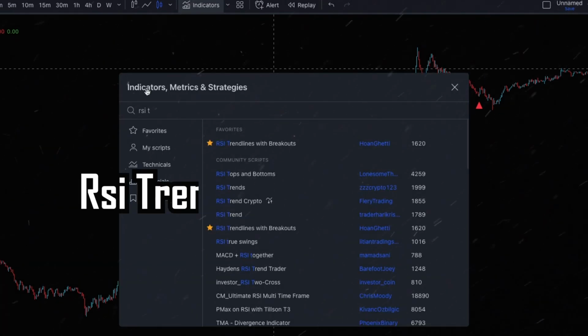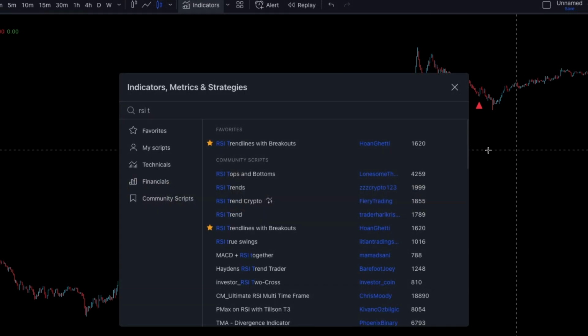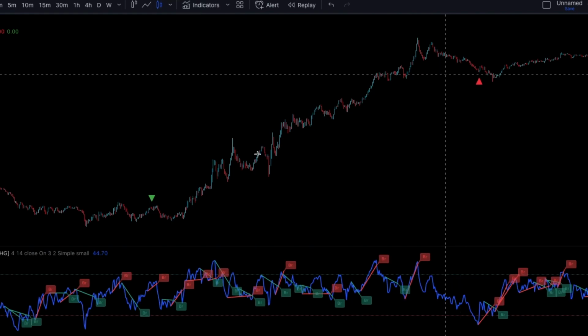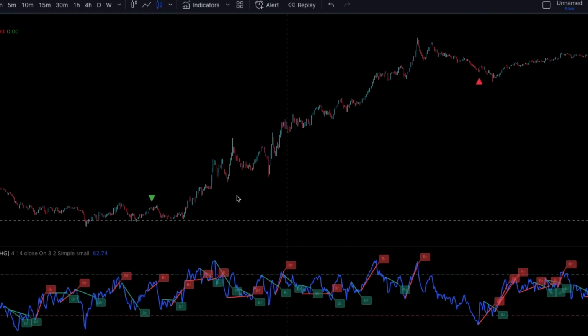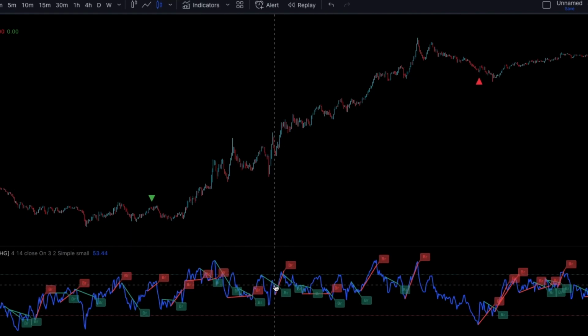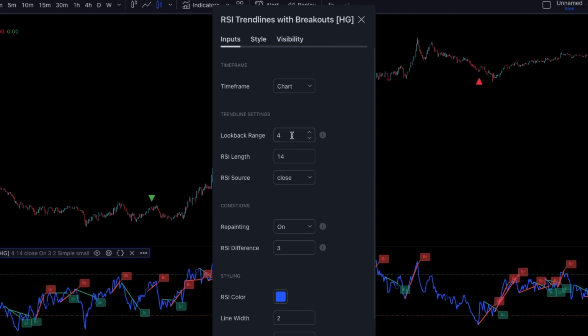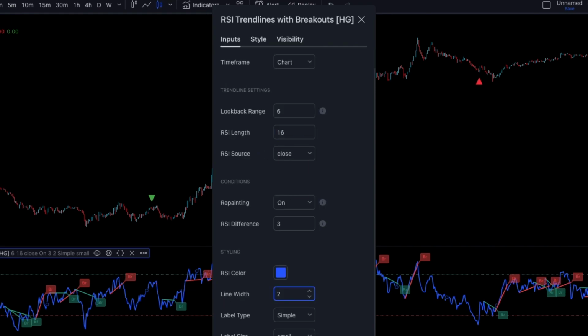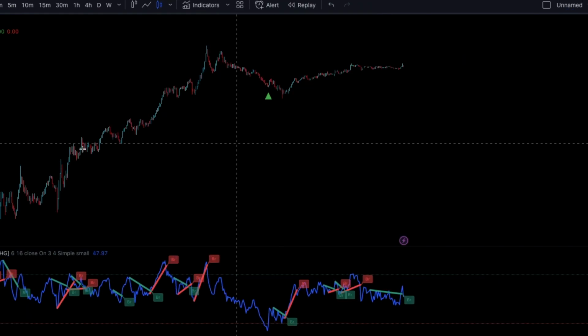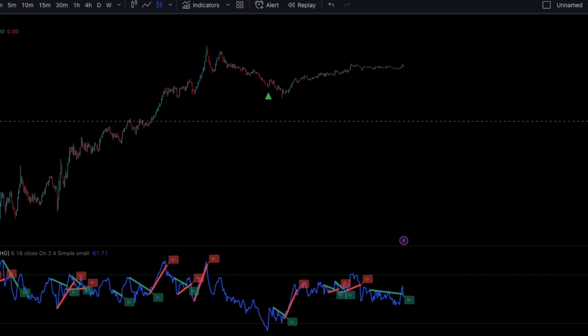And for this, we're going to need RSI trend lines with breakouts by Hone Getty. Now once loaded, it's going to look like this, so we need to make some adjustments again. So double click, and we're going to change the look back range from 4 to 6, the length from 14 to 16, and the line width to 4. Okay, so the RSI trend lines with breakouts is going to be used for our entry signal.